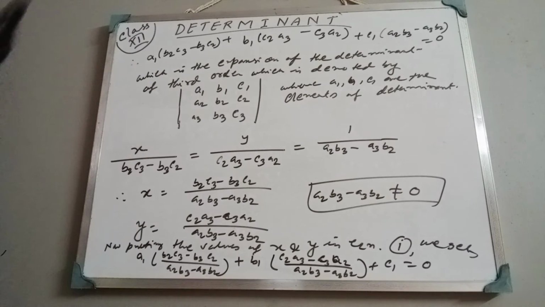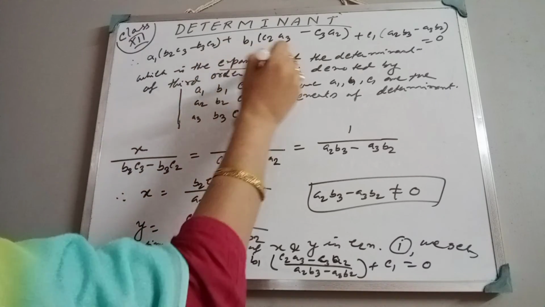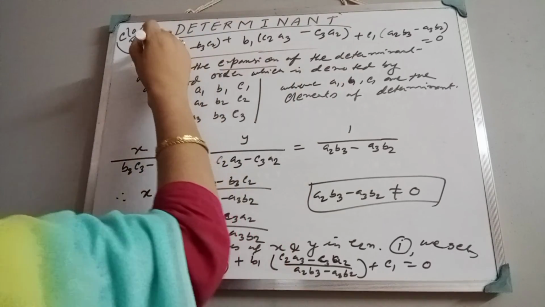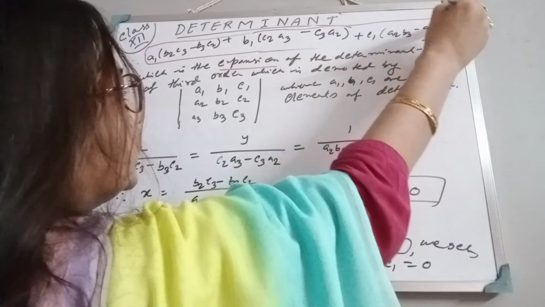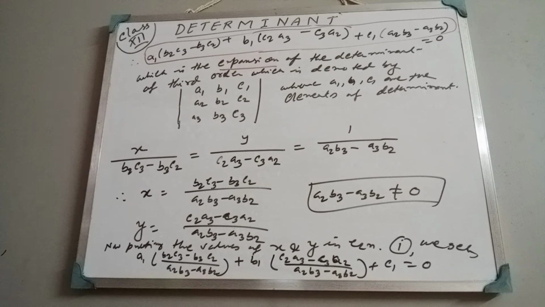So this is the expansion. Already we have got this expansion for the determinant. What is the expansion? This is the expansion for this determinant of third order: a1 into b2c3 minus b3c2, b1 into a2c3 minus a3c2, c1 into a2b3 minus a3b2. Good. So this is the first definition of the determinant. What is determinant?